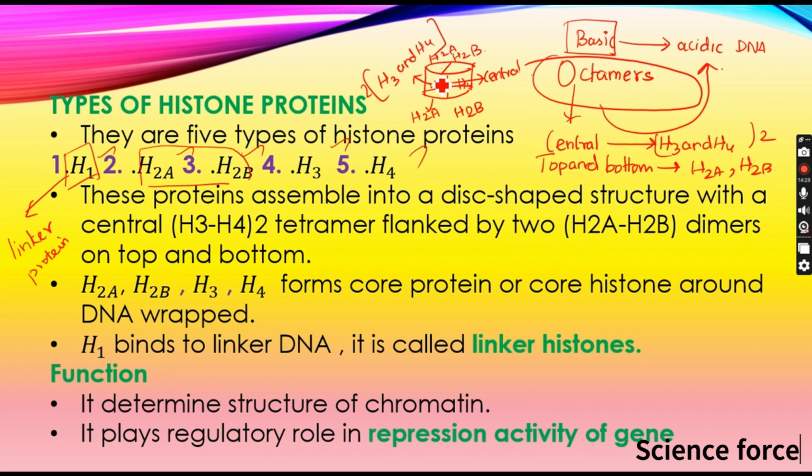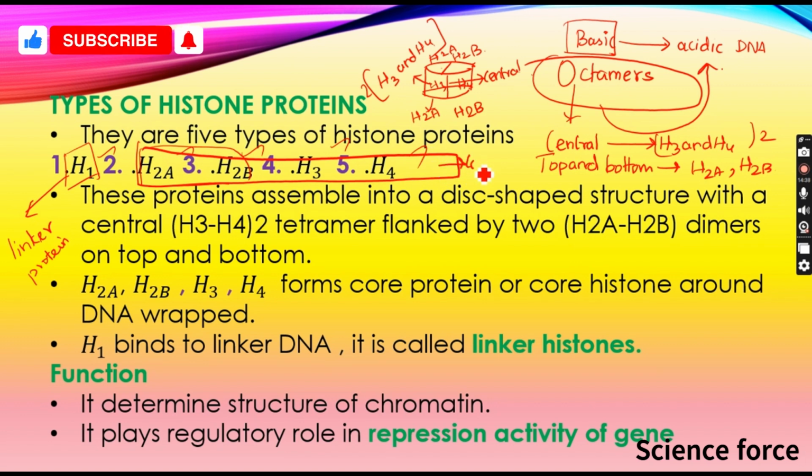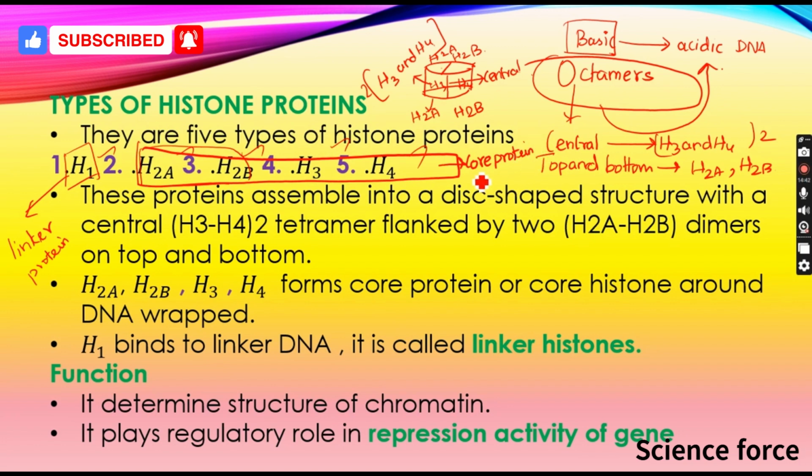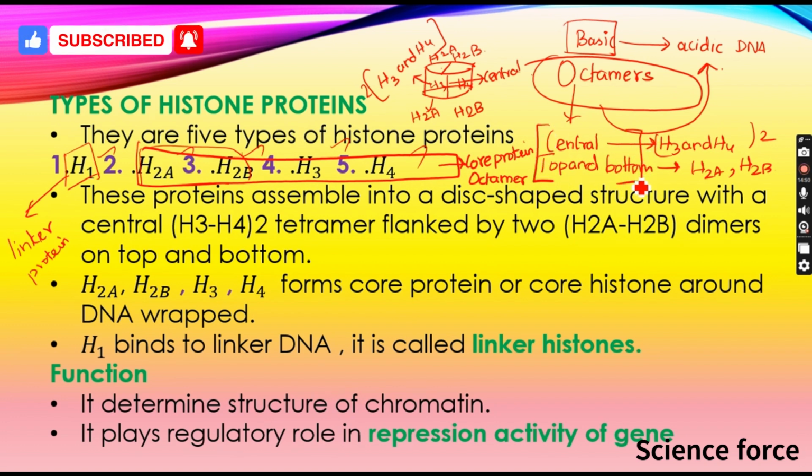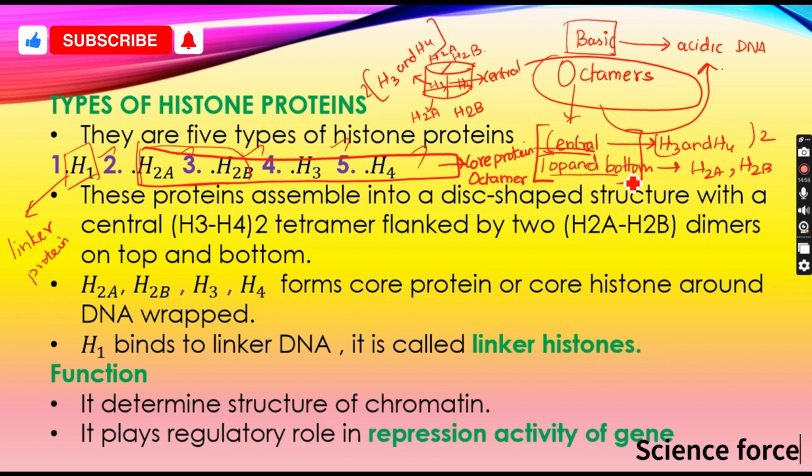It is going to be a linker protein, which is not involved in the octamer formation. A disc-shaped octamer is going to form a core protein. H2A, H2B, H3 and H4 are going to be the core proteins. This core protein is going to form an octamer disc-shaped structure. In the octamer structure itself, a central and top and bottom division takes place. In the central is H3 and H4, and the top and bottom is going to be H2A and H2B.